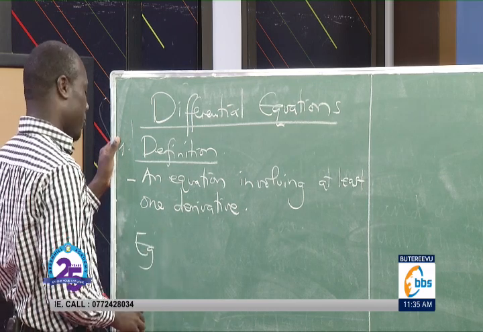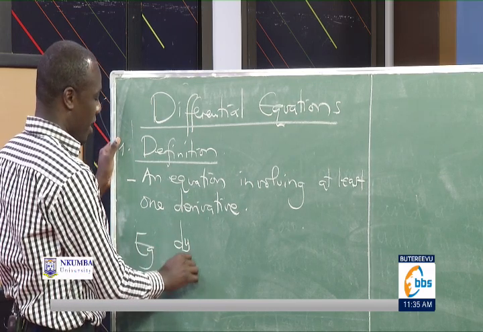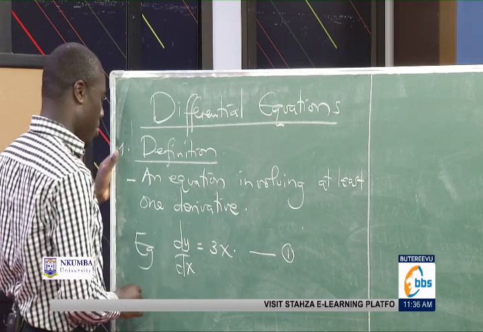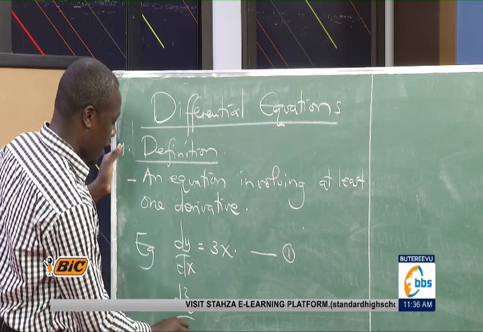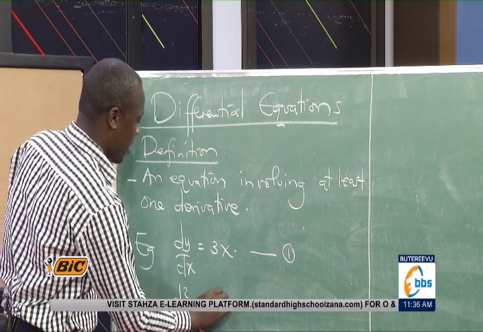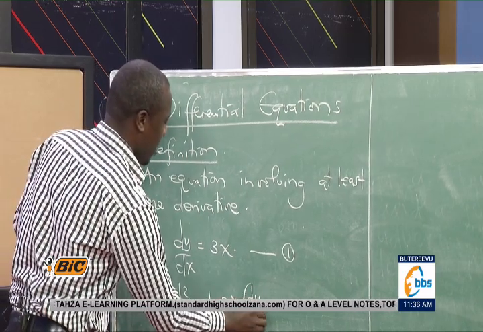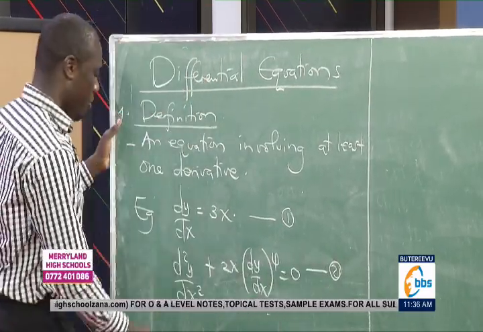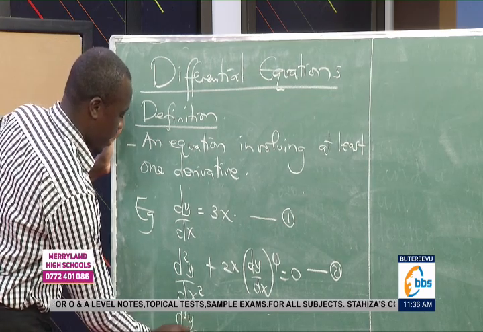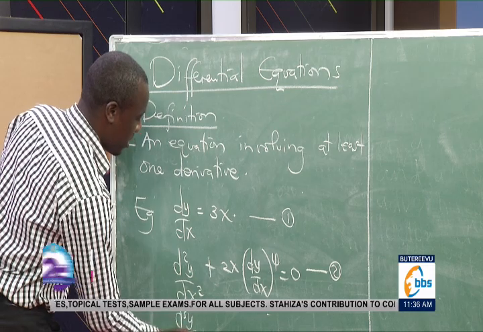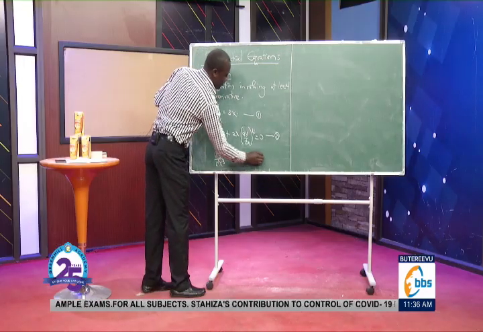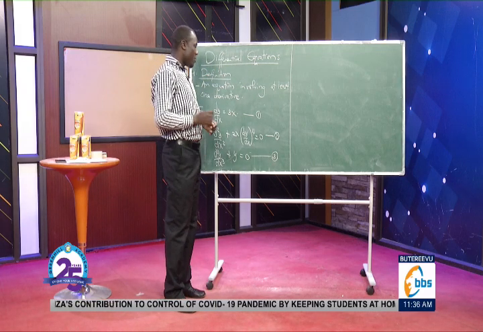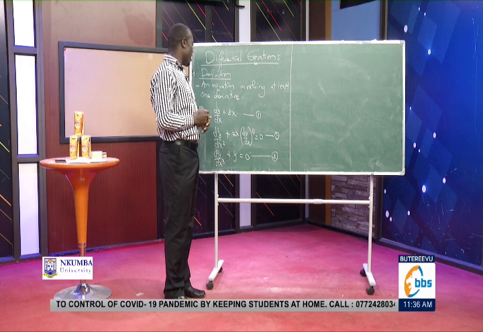For example, if we have dy by dx equals 3x, that's a dE. Let's call it 1. If we have maybe d2y by dx squared plus 2x dy by dx, maybe the power 4, equals 0, that's also a differential equation. Then d3y by dx cubed plus y equals 0. All those are examples of differential equations. Just write an equation, insert somewhere a differential coefficient, and you've got yourself a differential equation.